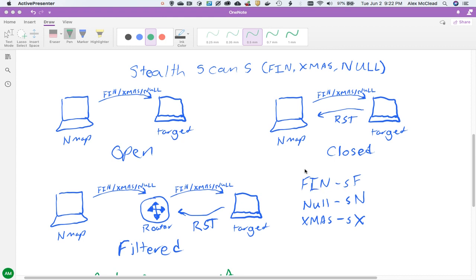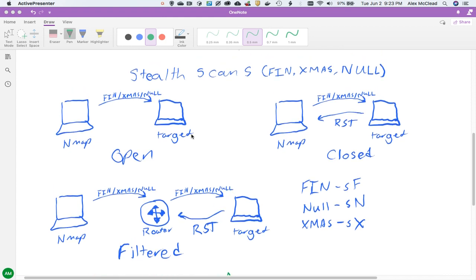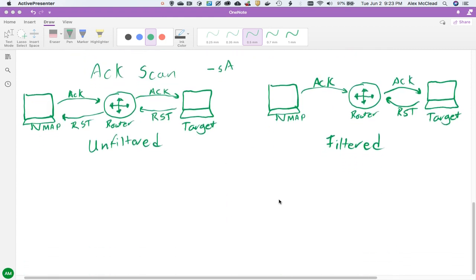The flags for them are as follows. FIN has the -sF, NULL has -sN, and -sX is for XMAS. And each one, some systems respond differently to, depending on the system. Alright, and let's take a look at our last one here.